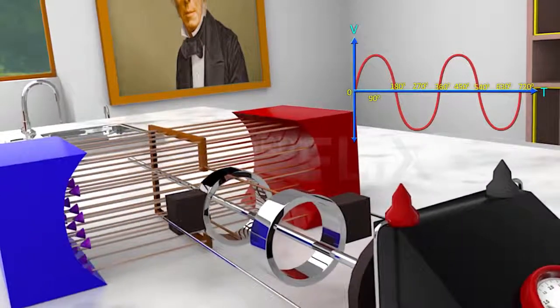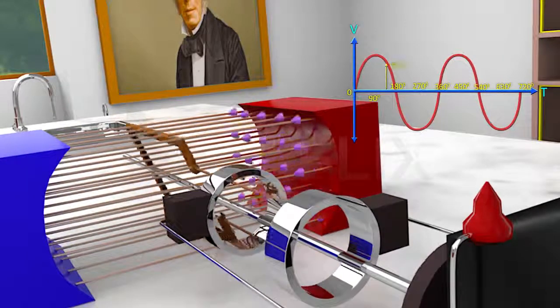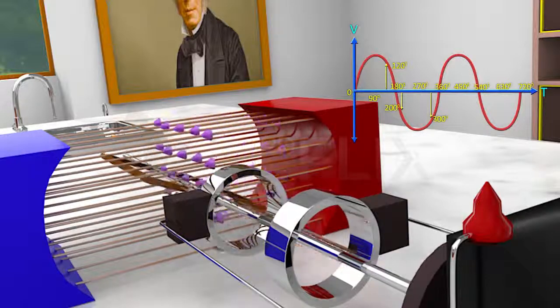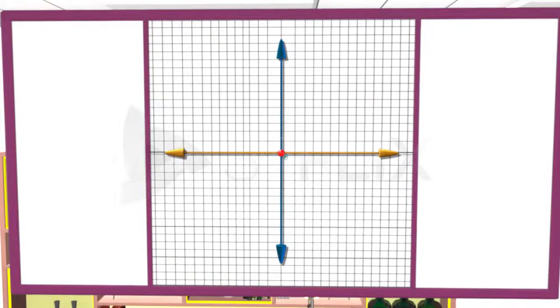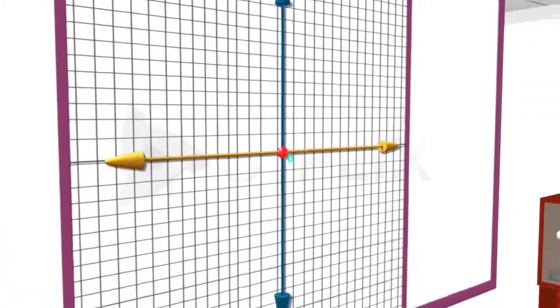To find the magnitude of voltage at an angle of rotation greater than 90 degrees, say 120 degrees, 200 degrees, or 300 degrees, we need to know the trigonometric values of angles greater than 90 degrees, represented in the 4 quadrants of a rectangular coordinate plane.